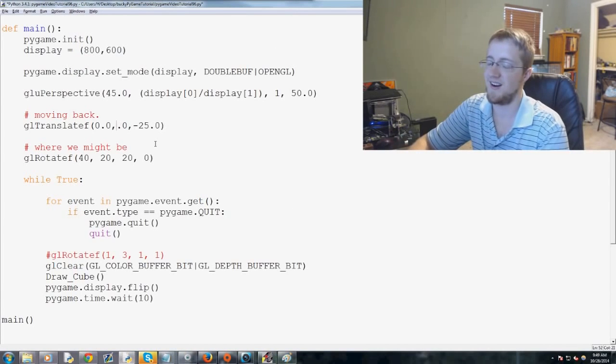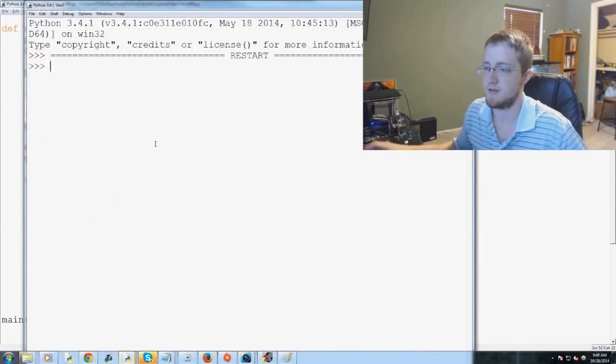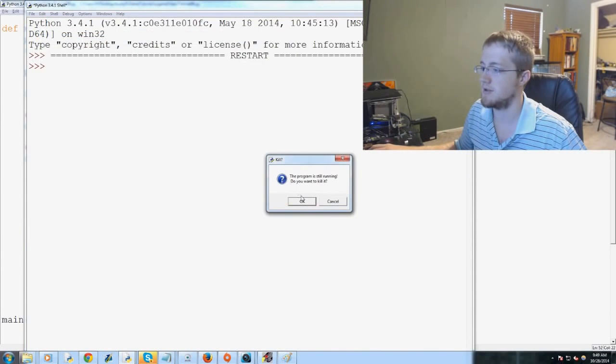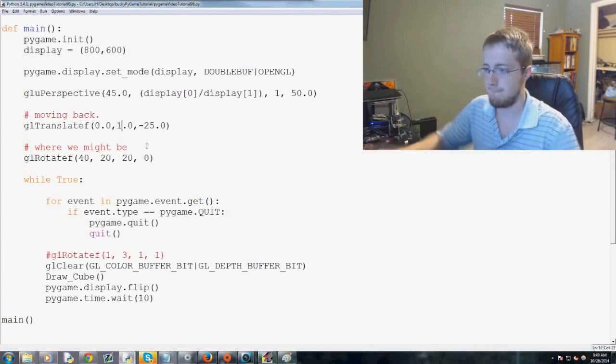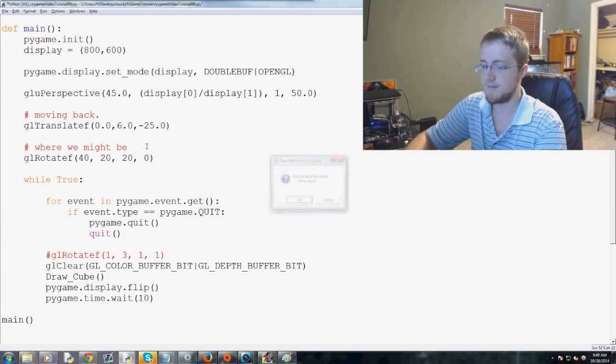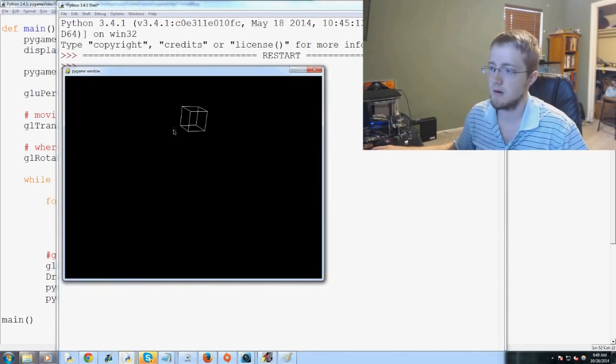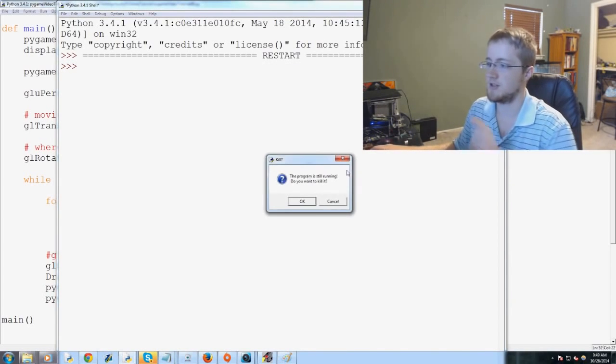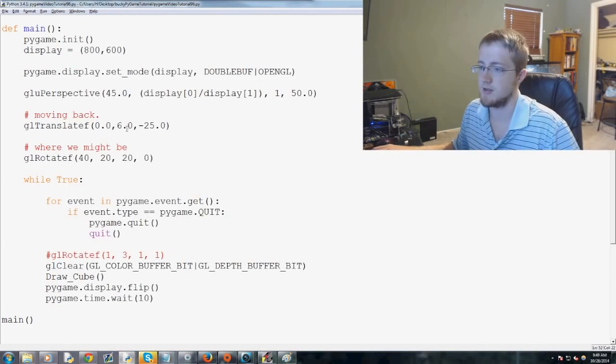Let's do 1 on the Y then. Let's just try that, see where it is. Right. So now let's do 6. See? So it's moved up quite a bit. So it's basically where are we in relation to the cube.